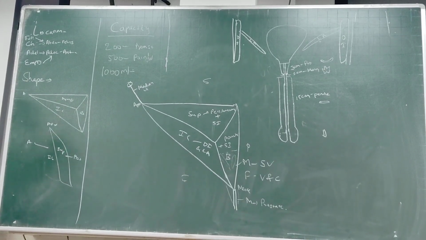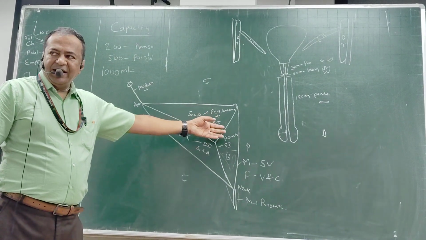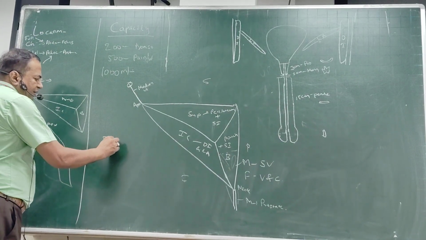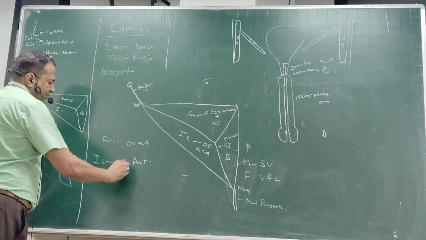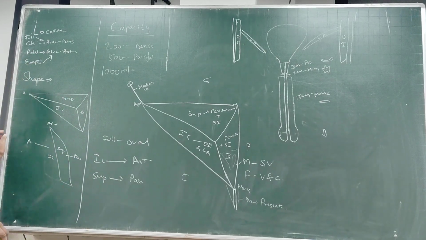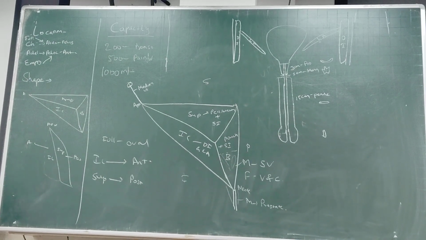So that covers the relations, that covers the anatomy. Now when the bladder becomes full, it becomes oval shaped, and the inferolateral surfaces become anterior, and the superior surface becomes posterior.